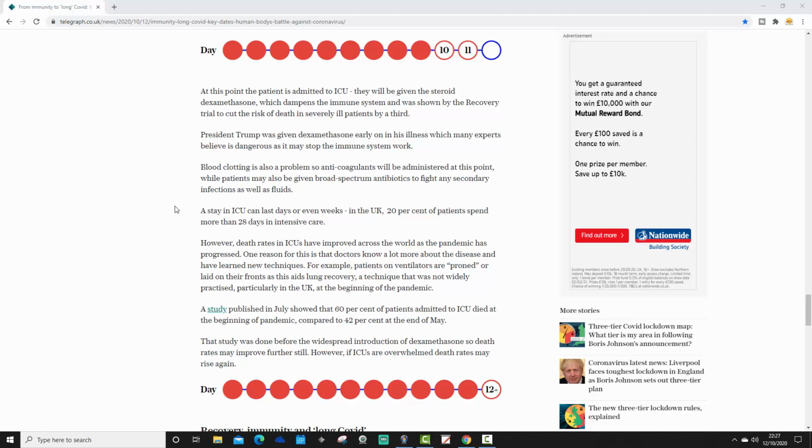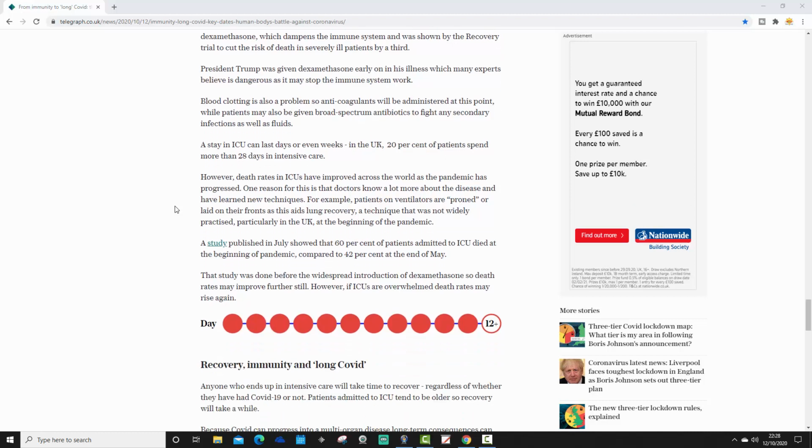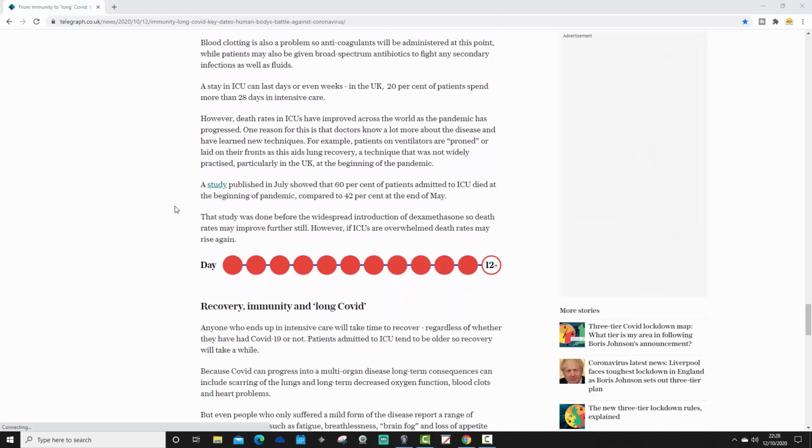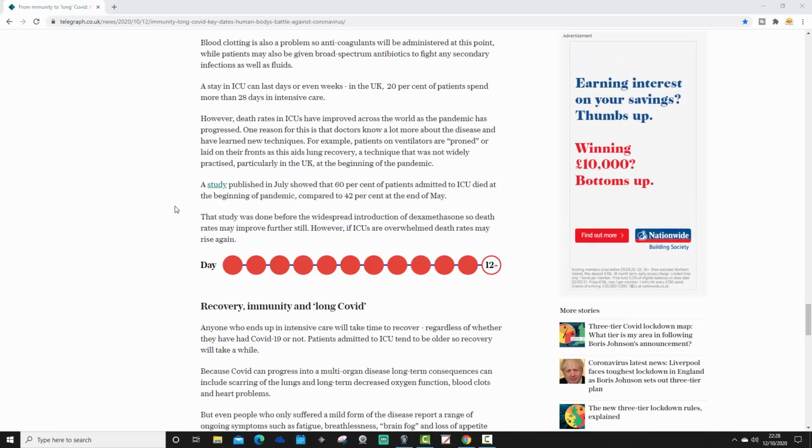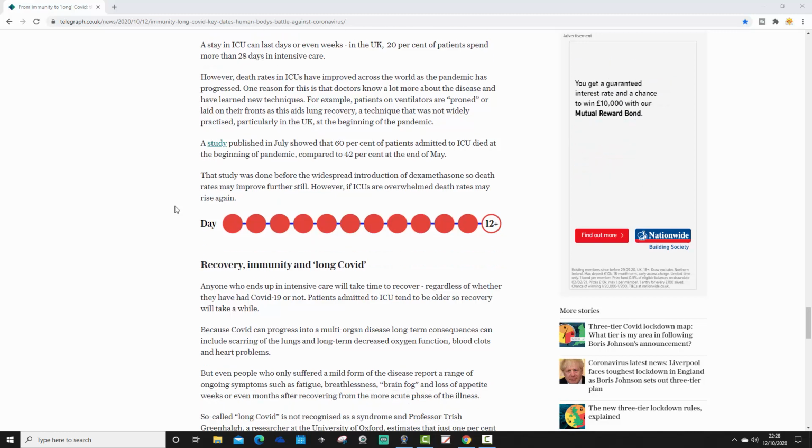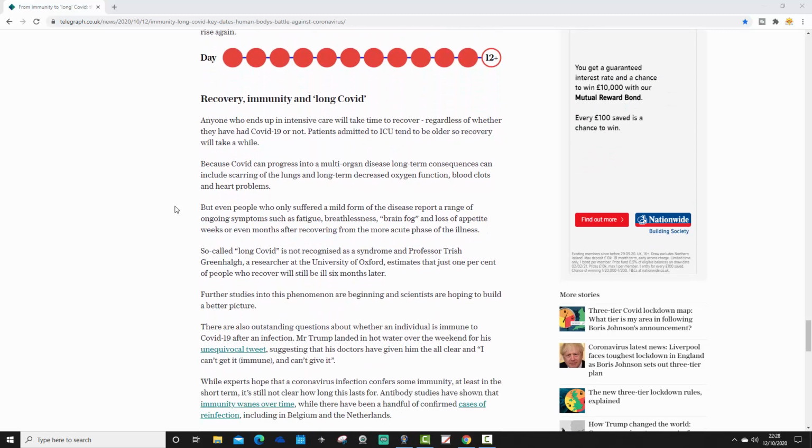A study published in July showed that 60% of patients admitted to ICU died at the beginning of the pandemic, compared to 42% at the end of May. The study was done before widespread introduction of dexamethasone, so death rates may improve still further. However, if ICUs are overwhelmed, death rates may rise again. Purely because there aren't the beds and the doctors and the nurses to treat everybody, I suppose.